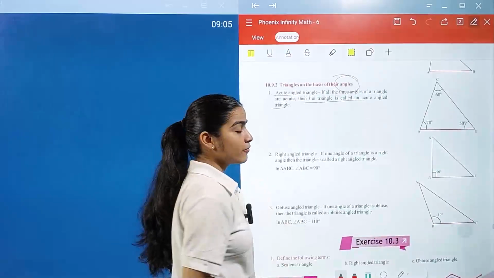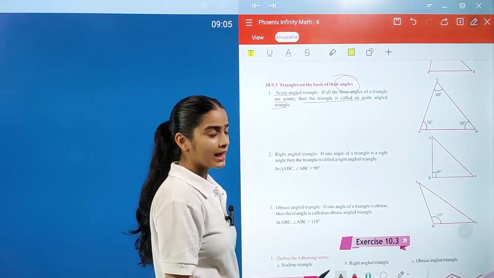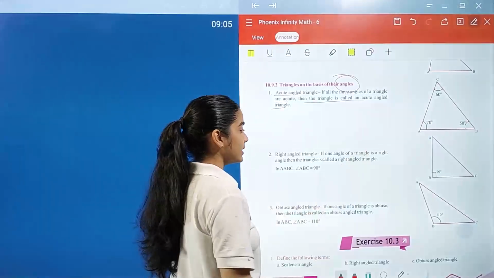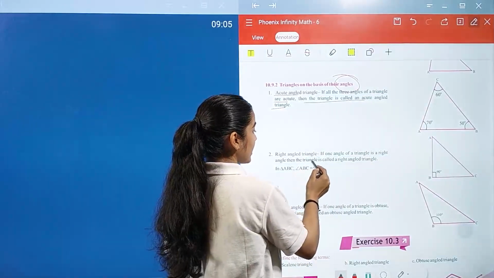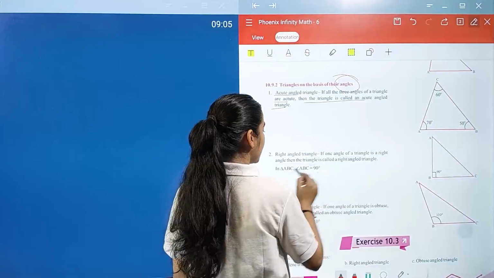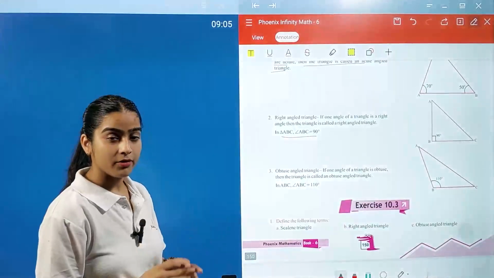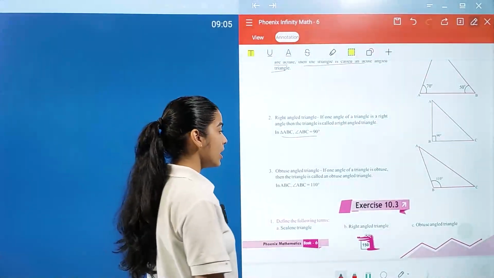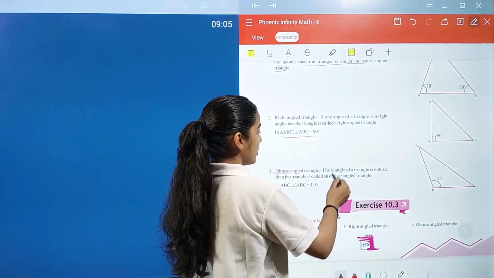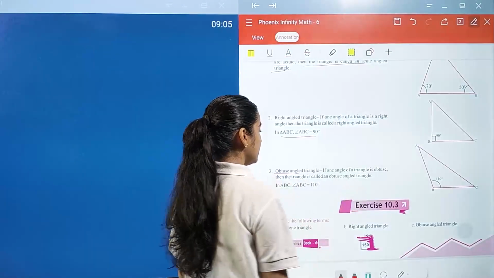Right angle triangle: if you have a triangle where you see the formation of a 90-degree angle, it means it is a right angle triangle. If one angle of a triangle is a right angle, then the triangle is called a right angle triangle. Next we have the obtuse angle triangle, where we have one angle greater than 90 degrees. If one angle of a triangle is obtuse, then the triangle is called an obtuse angle triangle.